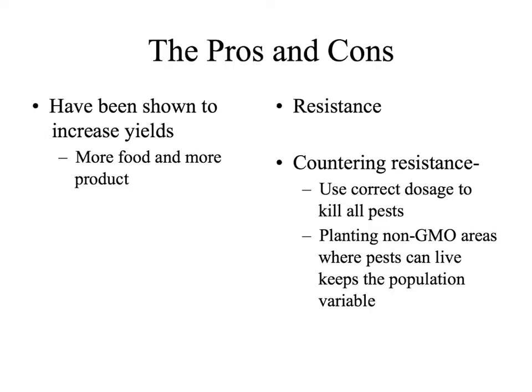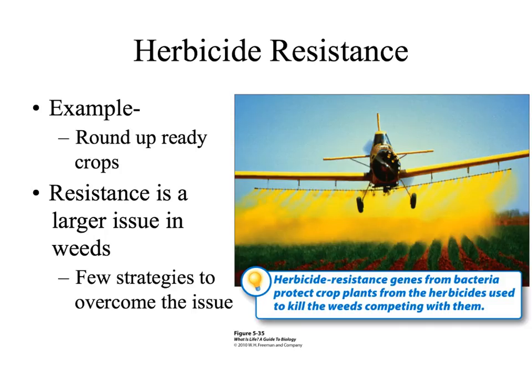One way is to make sure that the plants are producing enough Bt crystals, a high enough dosage to kill all of the pests. Another is to plant non-GMO areas in the fields where these pests can have a refuge away from the Bt crystals. This keeps variability in the population so that resistance does not evolve, or at least not as quickly.